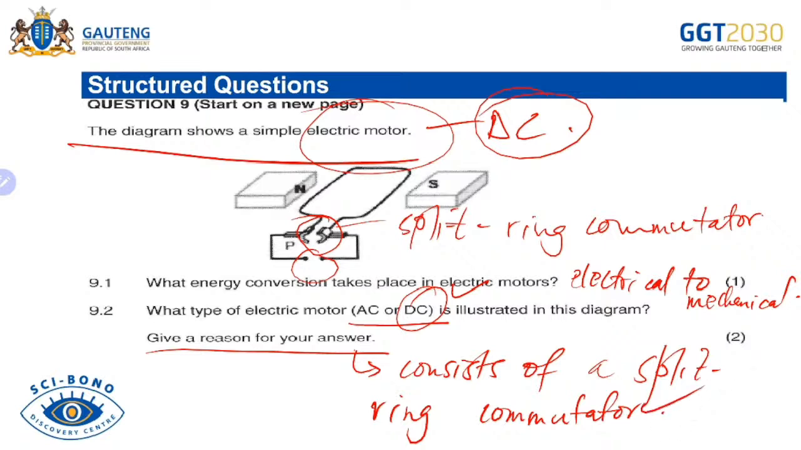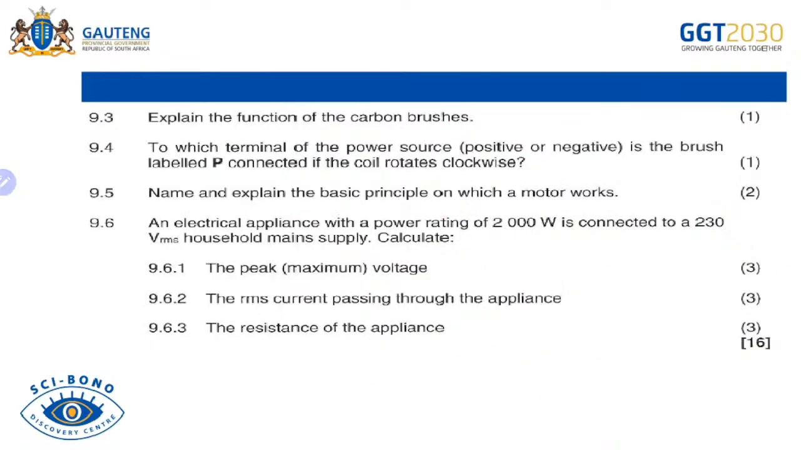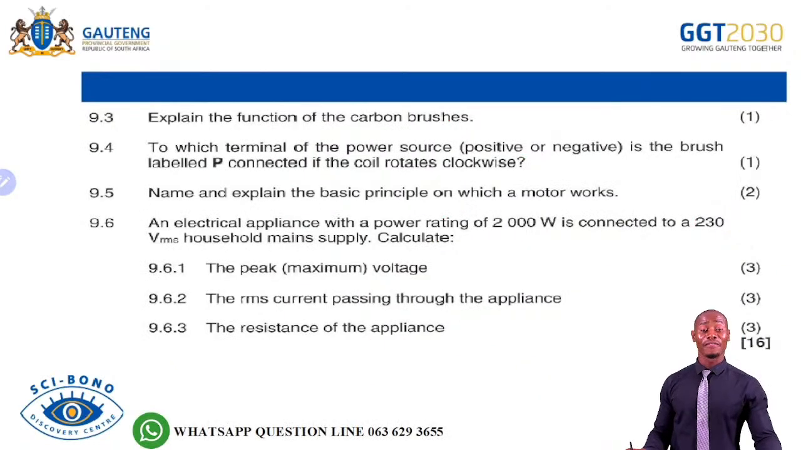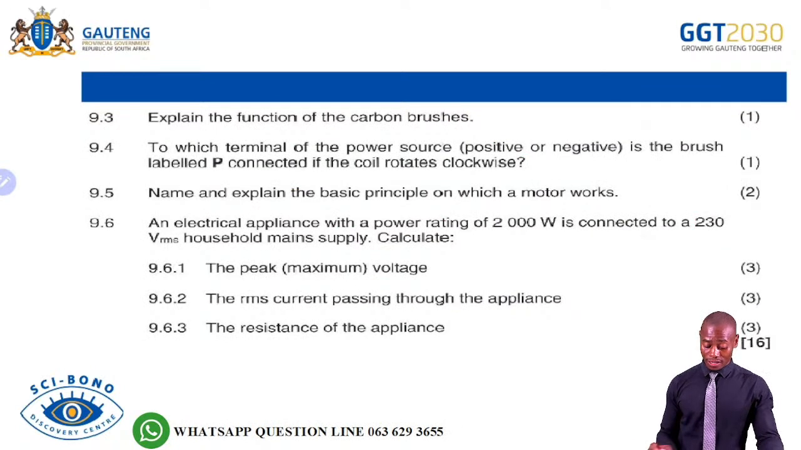So now we have how many marks? 3. 9.1, straightforward. 1 mark. 9.2, 2 marks. Also straightforward. Okay. As long as you know your story. Then explain the function of the carbon brushes. Carbon brushes, what is the function of it?